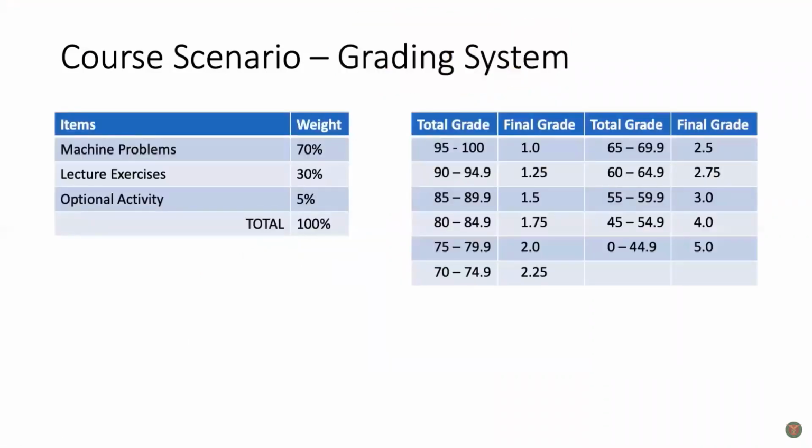Your grade will come from lecture exercises and machine problems. The machine problems are problems you need to solve by submitting a computer program and comprise 70% of your total grade. You will also be required to accomplish the lecture exercises, which is 30% of your total grade. You can think of the lecture exercises as a warm-up to solving the machine problems. You may also accomplish the optional activity at the end of the course. You will need to complete 100% of the activity in order to get the 5% addition to your total grade.